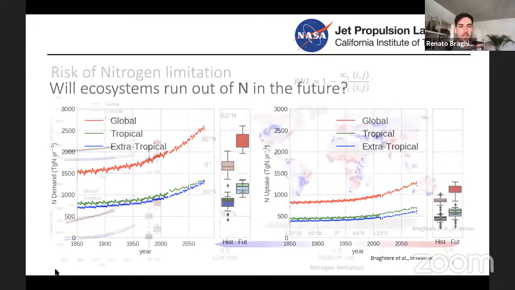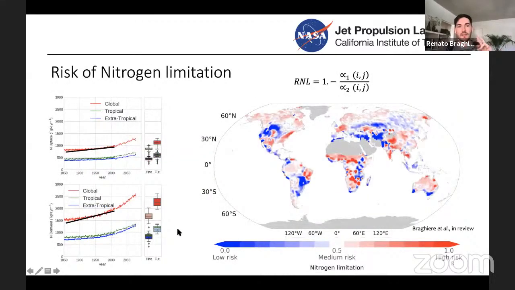So we came up with this risk of nitrogen limitation, which is basically we take the derivative of the historical curve for nitrogen uptake and nitrogen demand. And we basically say that if the rate of increase in nitrogen uptake is of the same order of magnitude as nitrogen demand, this area is not very much at high risk of going nitrogen limited.